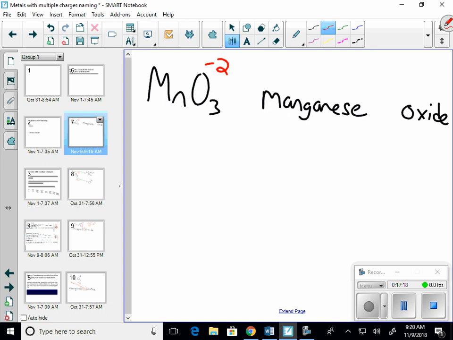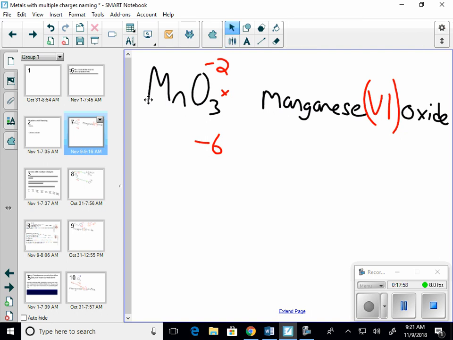I have 3 oxygens in my formula, which means if I take -2 times 3, my total negative charge is -6. I have 1 manganese that can balance that out. Therefore, what must be the charge of manganese? 6. Manganese 6 oxide would be the name of MnO3.